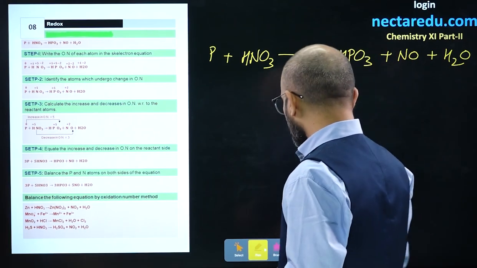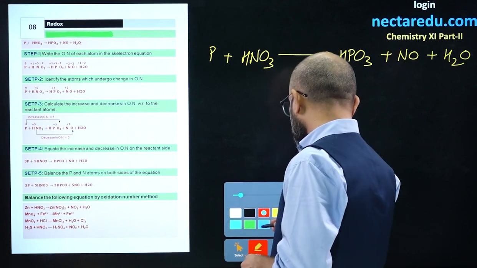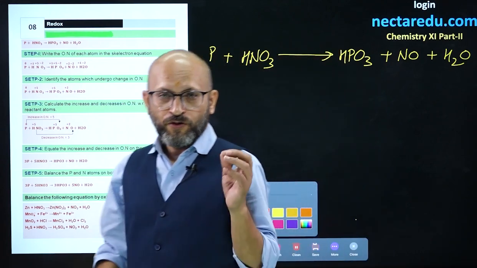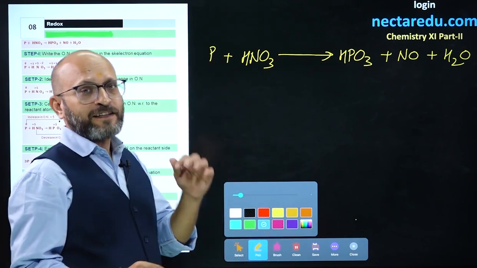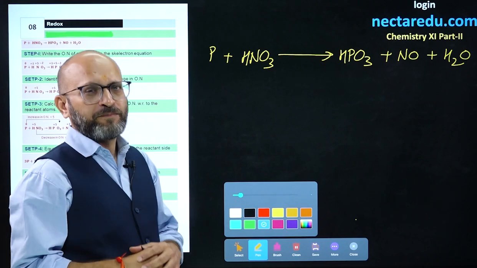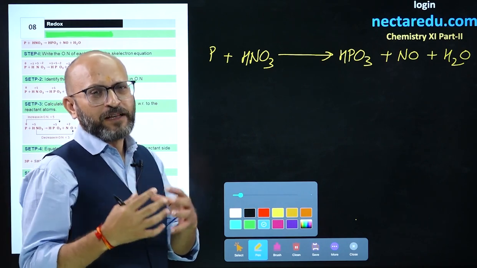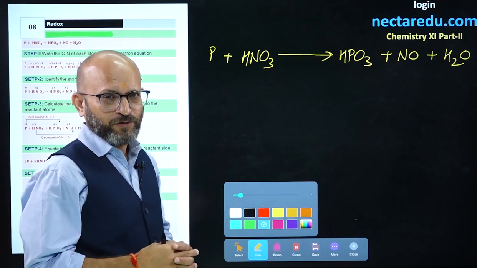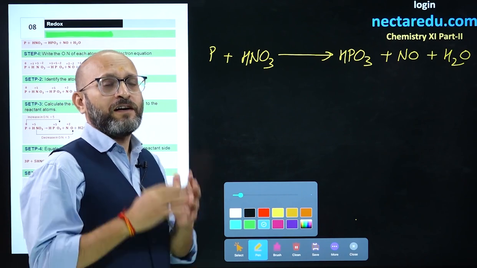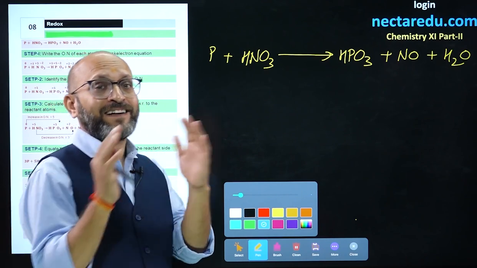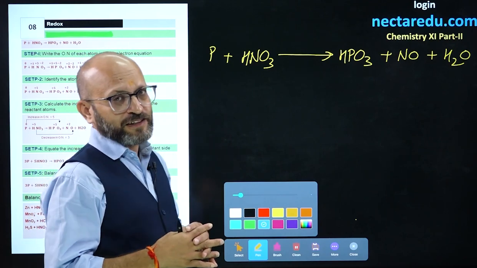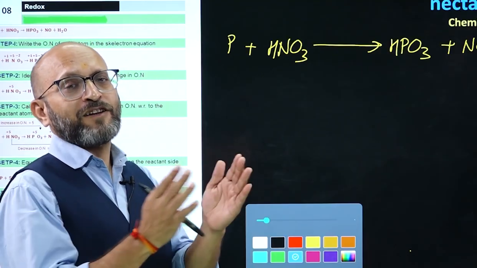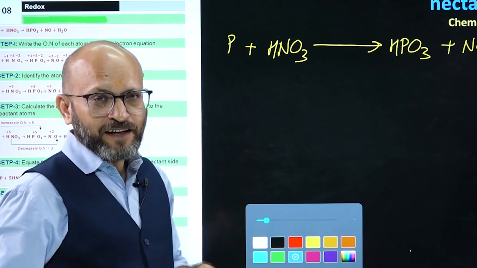So what was the first step? First step, if you remember, was to write the oxidation state of each atom that is going to change its oxidation number. Usually oxygen doesn't change its oxidation number during a reaction. It is not that it can't change, but mostly we observe that oxygen is not changing its oxidation state. Usually atoms other than oxygen and hydrogen are changing their oxidation state.